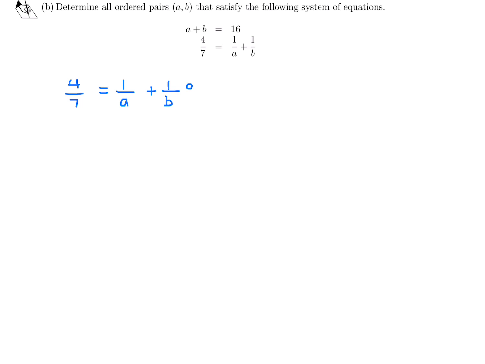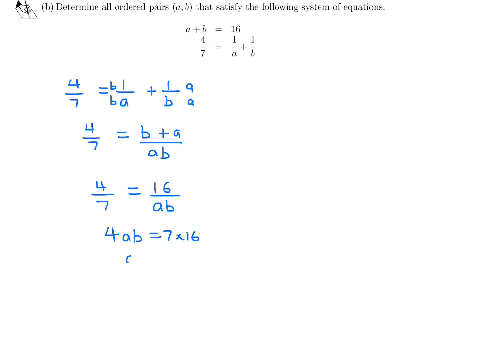So get a common denominator, top and bottom here by a, top and bottom here by b. So that means 4 over 7 is equal to b plus a over ab. All right, well, b plus a is given as 16. So substitute that in. We get 4 over 7 is equal to 16 over ab. Cross multiply, you get 4ab is equal to 7 times 16. ab, therefore, is 7 times 4, and therefore ab is 28. All right. So a times b is 28.